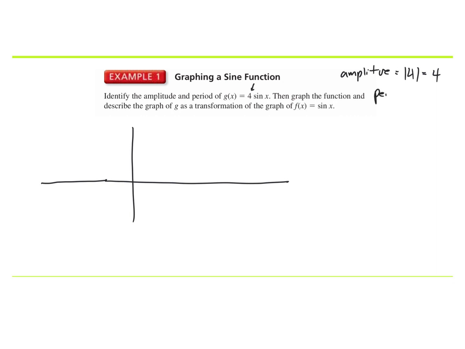And the period is going to be 2 pi over 1. So it's just 2 pi. So it's just going to be a full circle. So we're going to have pi over 2, pi, 3 pi over 2, 2 pi, and I'm just going to leave it there. And then on the left, we're going to have negative pi over 2, negative pi, negative 3 pi over 2, and I'm just going to add negative 2 pi just to have a full oscillation for all of it.